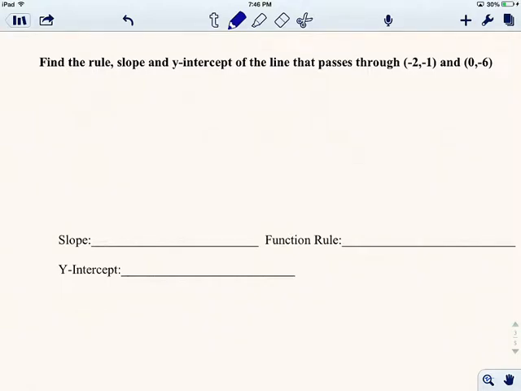Okay, guys. Next problem, and I moved the mouse out of the way for you. Sorry about that last one.